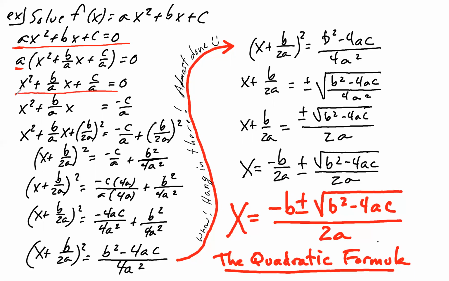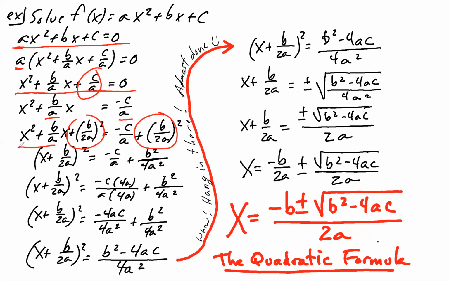I divide both sides by a. 0 over a is equal to 0 still, so the a disappears. I'm left with x squared plus b over a x plus c over a equals 0. Once again, take your constant term, send it over to the other side. Take your linear coefficient, halve it, and square it, and make sure you add it to each side.